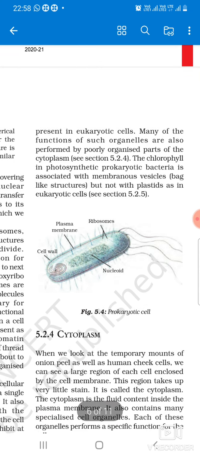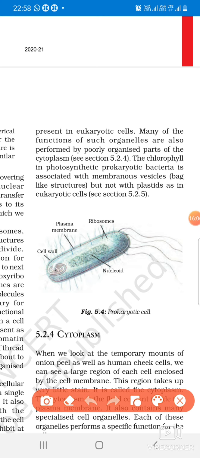Here is the diagram of a prokaryotic cell. Look, here is a cell wall, plasma membrane, ribosomes and nucleus. There is no boundary around the nucleus, so this is called the prokaryotic cell. But in the case of a eukaryotic cell, there will be a boundary around the nucleus. So that is called the eukaryotic cell.